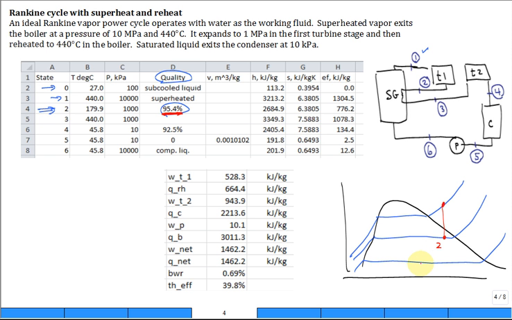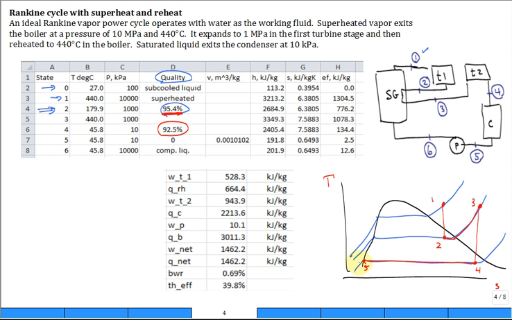See that? Then we reheat up to that. So 1 to 3, the same temperature, 440. This is a temperature entropy diagram. And when you expand down to 4, the quality at state 4 is 92 or 93%. So it's in the two-phase region for those two states. Okay. So then we cross the condenser at 5.